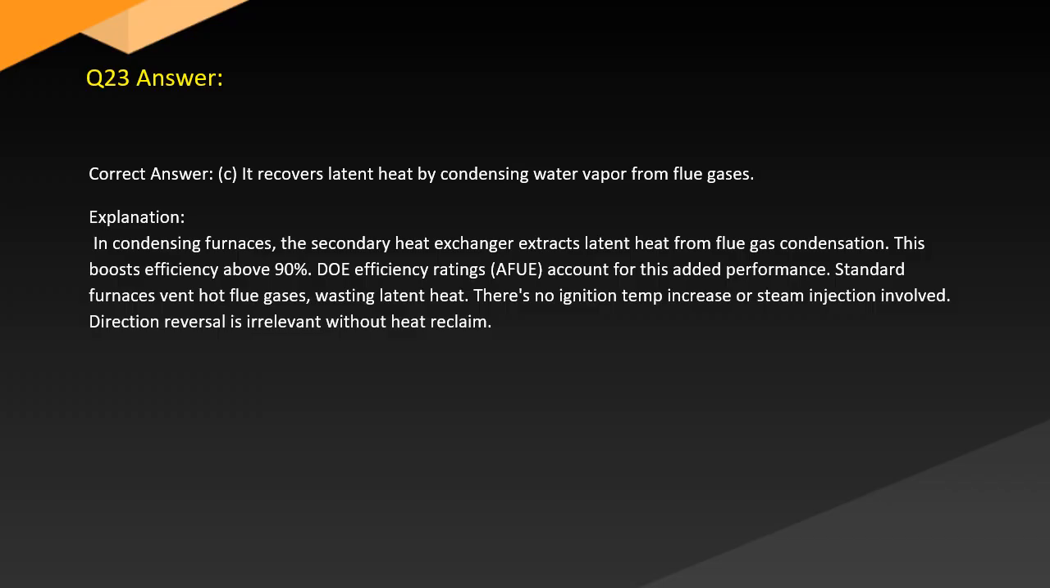Answer. Correct answer: C. It recovers latent heat by condensing water vapor from flue gases. Explanation. In condensing furnaces, the secondary heat exchanger extracts latent heat from flue gas condensation. This boosts efficiency above 90%, though efficiency ratings account for this added performance. Standard furnaces vent hot flue gases, wasting latent heat. There's no ignition temperature increase or steam injection involved. Direction is irrelevant without heat reclaim.